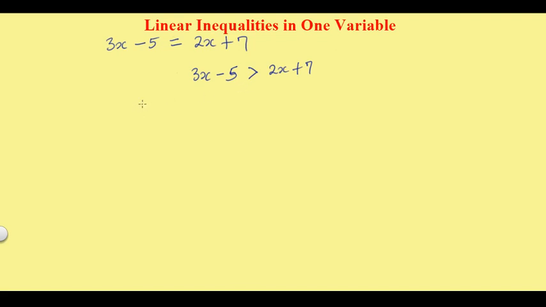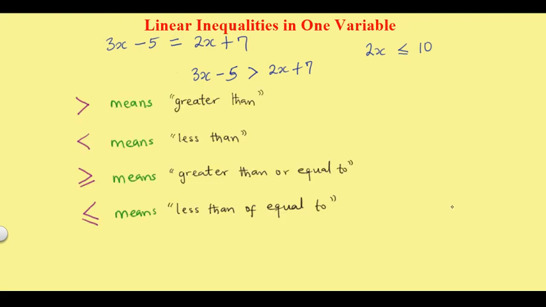So when we compare two terms using an inequality sign, we are dealing with a linear inequality, such as 2x is less than or equal to 10. This is a linear inequality. Here we are focusing on one variable. So remember our inequality signs right from our basic mathematics days: greater than, less than, greater than or equal to, less than or equal to. Now we understand the concept of linear inequality.